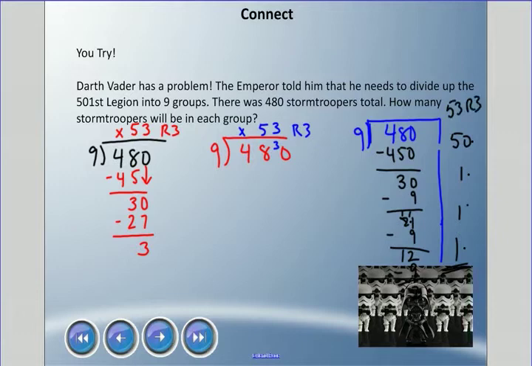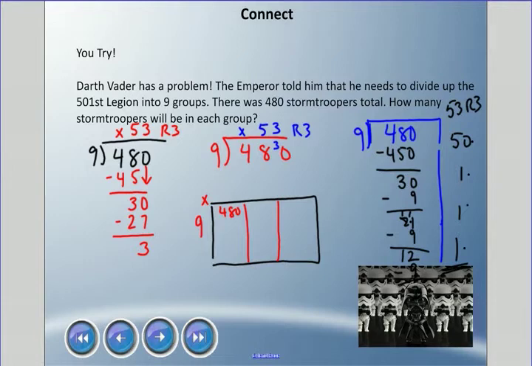Okay, lastly, the box method here, the rectangle method, draw that. I'm going to put 9, 480. 9 times what is the highest and go over? 9 times 100. I can't do that. I can't do 9 times 100. And this is the hundreds box. So I'm going to move all of this over into the tens box.